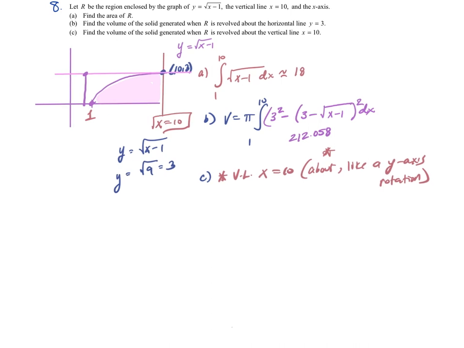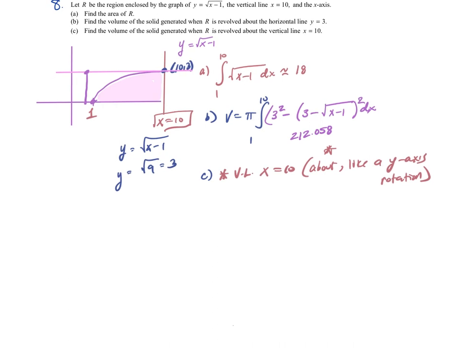Okay, so this is a disk. It's going to look like this, which makes this be the radius. And for me, I like to think of it as from here to there is the 10. From here to there, actually, no, take it back.